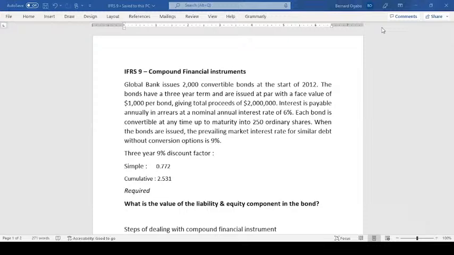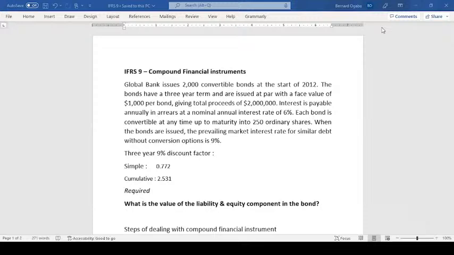However, there are sometimes where one financial instrument has two characteristics. So compound financial instruments are financial instruments that have the characteristics of equity and liability at the same time. In this video, I'm going to show you how to separate a compound financial instrument into the respective equity and liability components. The leading and main example of a compound financial instrument is a convertible bond.